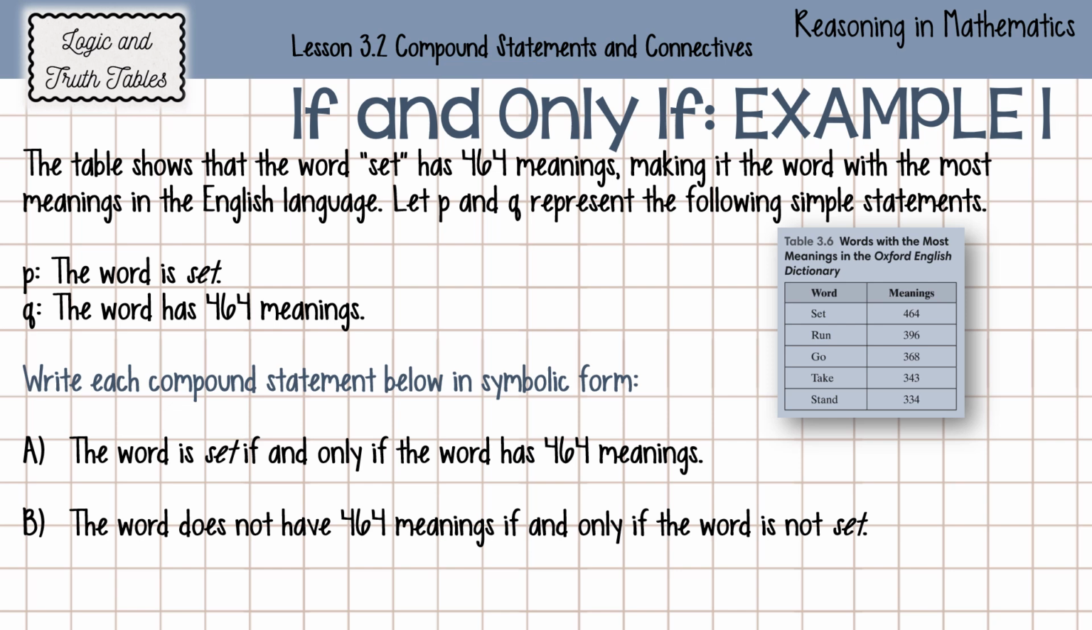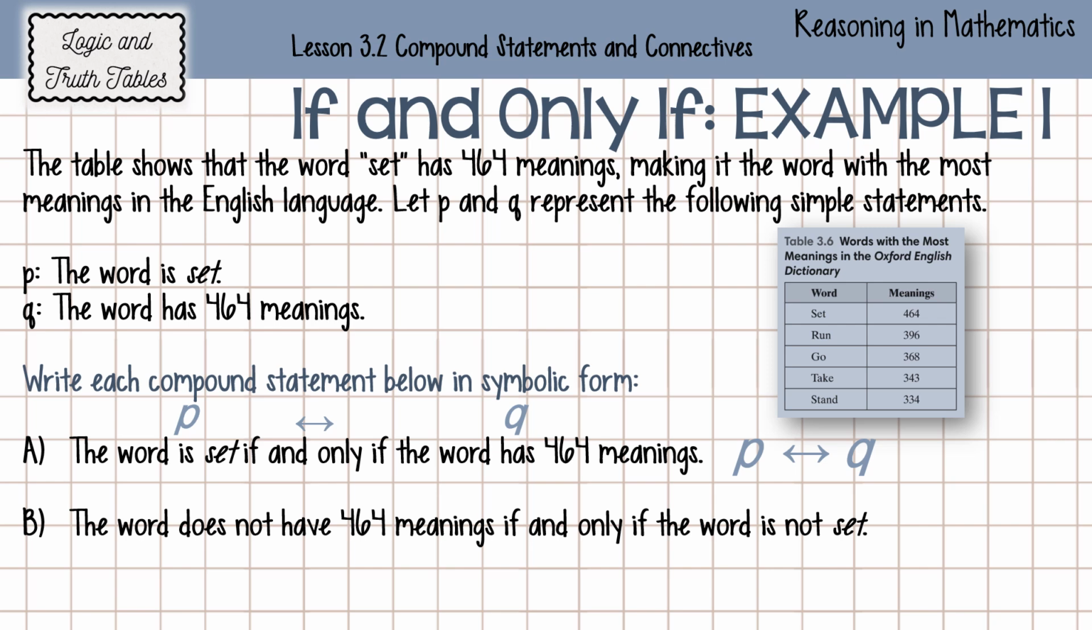If and only if example 1. The table shows the word set has 464 meanings. Wow. Making it the word with the most meanings in the English language. Let P and Q represent the following simple statements. P, the word is set. Q, the word has 464 meanings. We need symbolic forms. The word is set is P. If and only if is a two-way implication, arrow on both ends. If the word has 464 meanings, which is our Q. So P, if and only if Q.